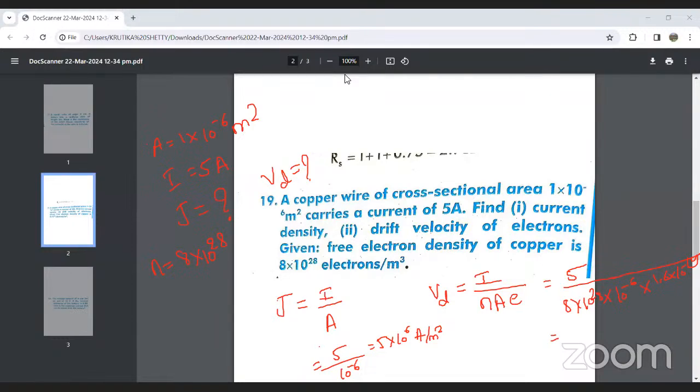Charge of the electron, small e, is 1.6 into 10 raised to -19. Constant values you should not forget. Charge of the electron is 1.6 into 10 raised to minus 19. Mass of the electron is 9.1 into 10 raised to minus 31 kg. You should remember all the constant values.